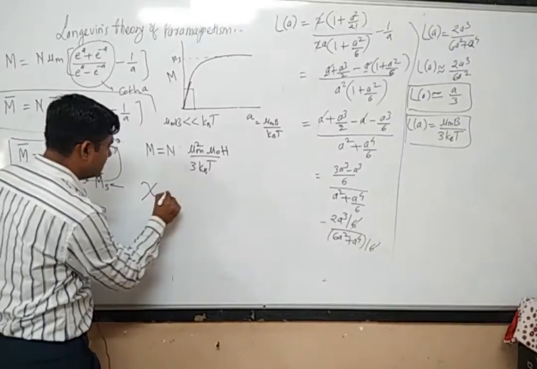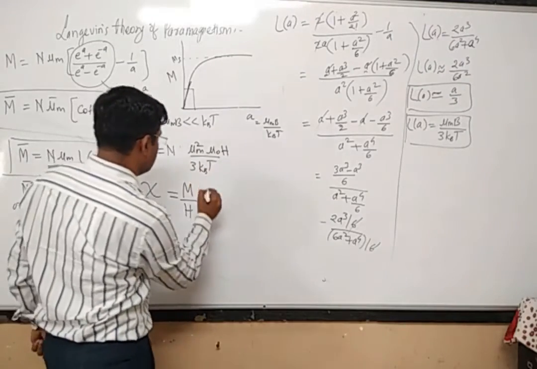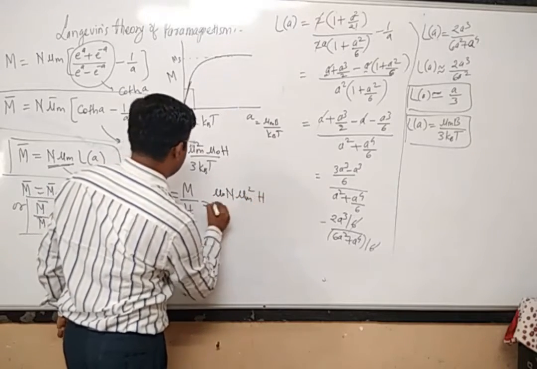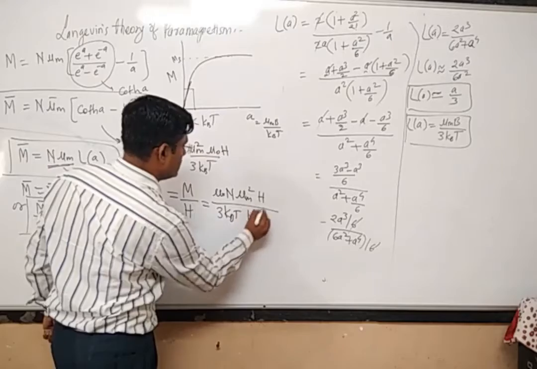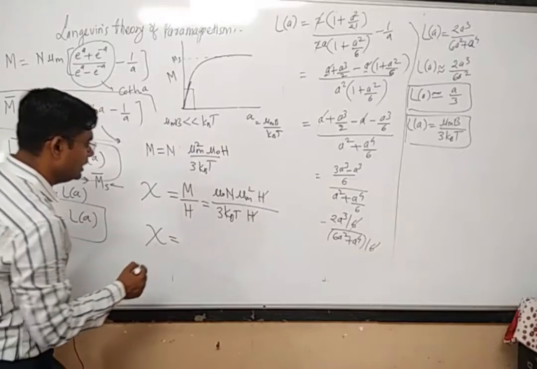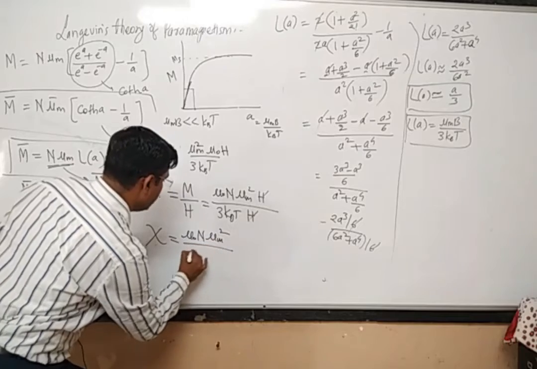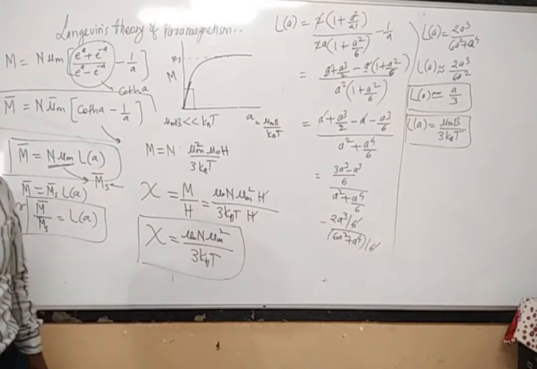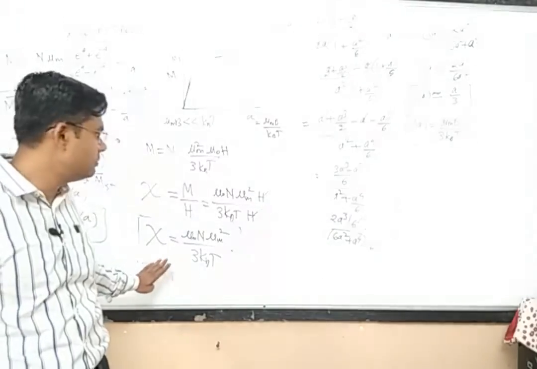Now what is the paramagnetic susceptibility then? Paramagnetic susceptibility is M divided by H. M is mu 0 N mu m square H divided by 3 kBT, and finally H also gets cancelled. Paramagnetic susceptibility, that is volume susceptibility, is equal to mu 0 N mu m square divided by 3 kBT. This is the expression for paramagnetic susceptibility.